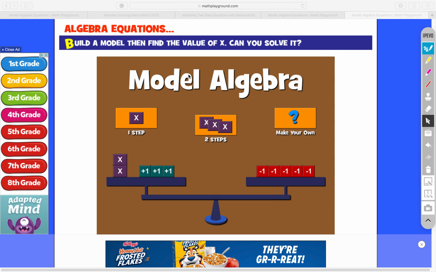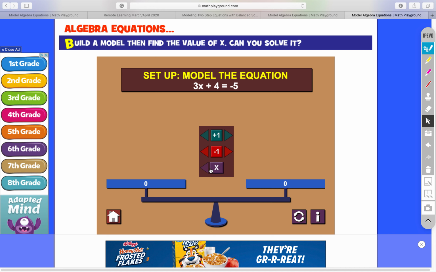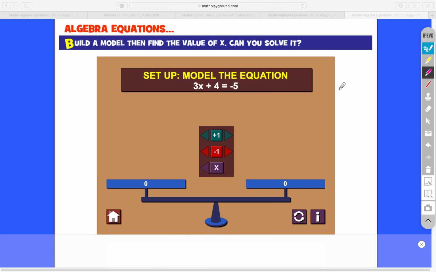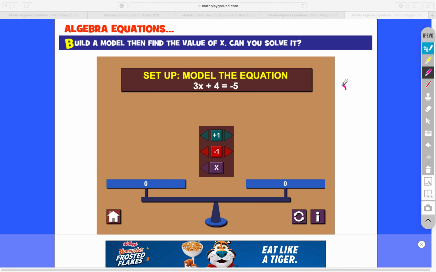For part A, you're going to want to click this button. We're going to model two-step equations, so you want to click two steps. So let's click that. Now here, you're going to do two things. First, you're going to set up the model to model the equation. And then you're going to solve the equation. So you're going to be walked through a couple steps here.